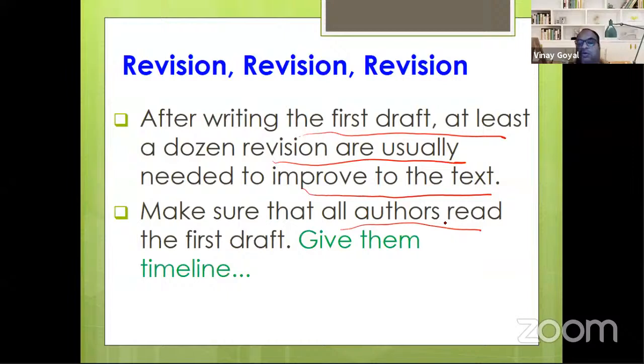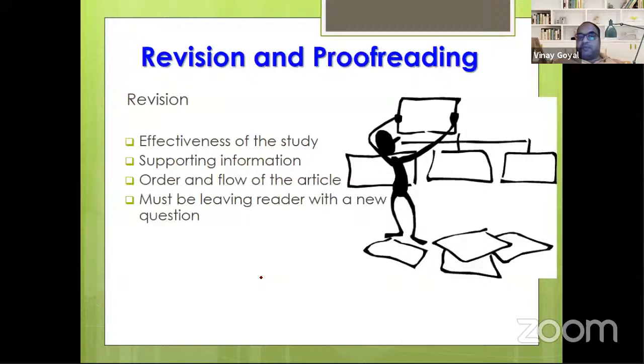Because in co-authorship, when I write a research paper, some of my seniors will give me a deadline that within 4 hours, you have to read this paper and give us the feedback. This is how research papers are published. You cannot sit on the paper or the study and keep it lingering for a long period of time. The revision of the study is done so that the effectiveness of the study is there. There is supporting information. So we check the flow of the article.